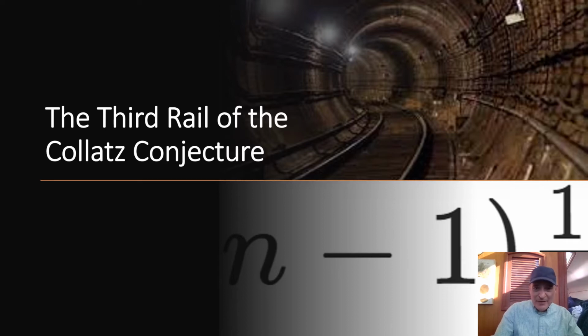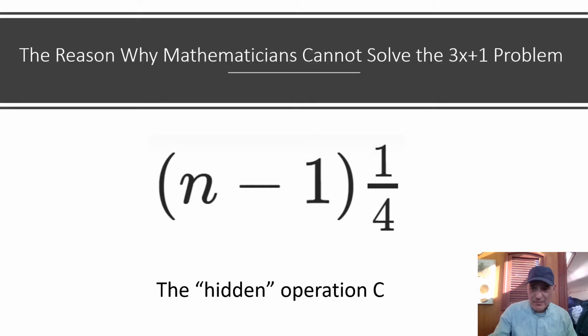But we're going to talk about the third rail of the Collatz conjecture. And I'm serious, there is a third rail. And it will result in a proof of the Collatz conjecture. And this is the third rail.